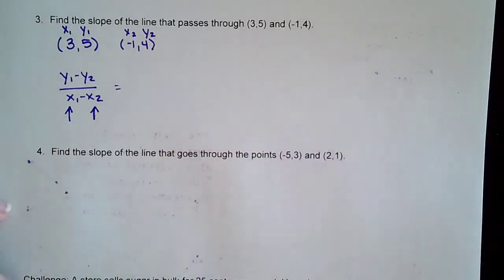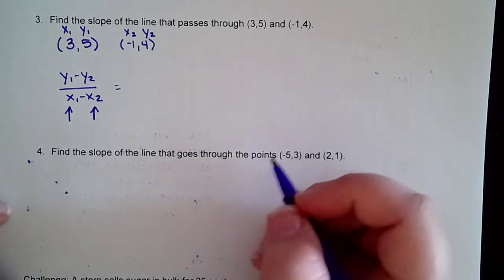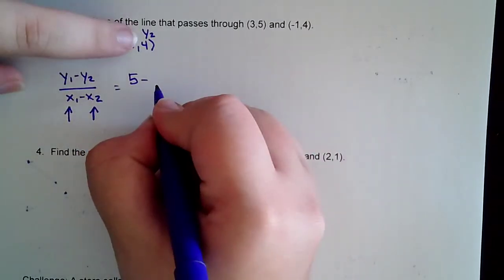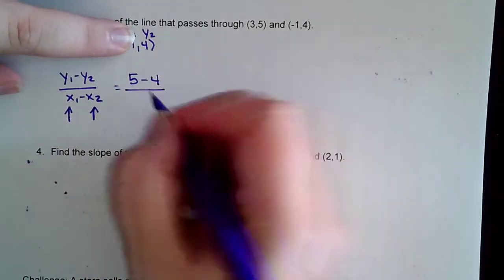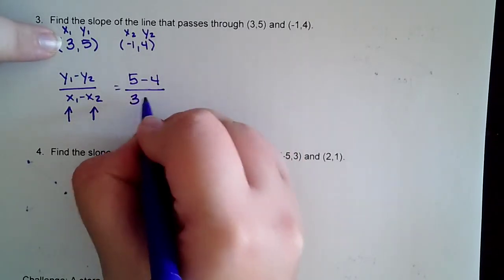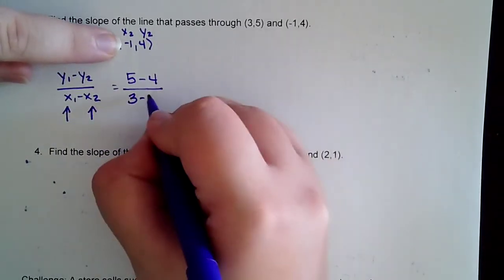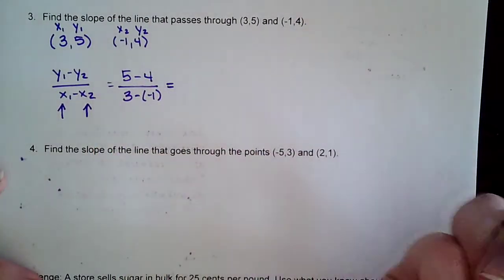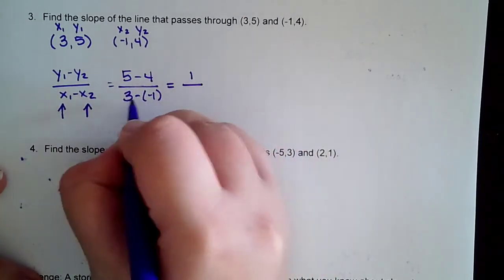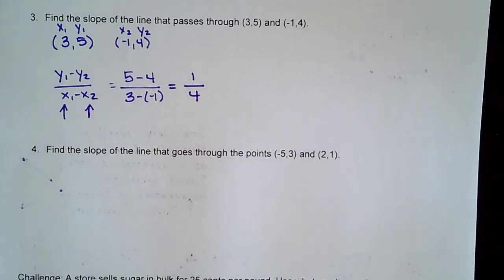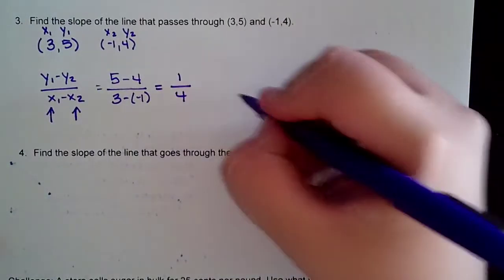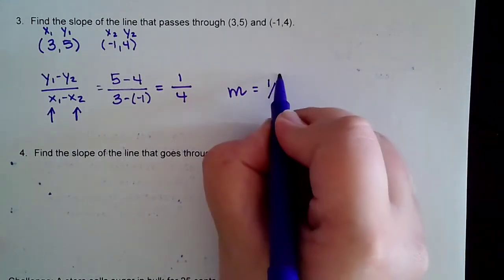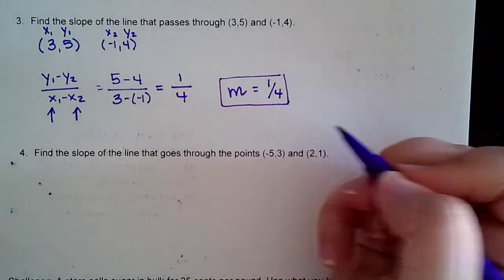All right, enough about my idiosyncrasies. Let's start plugging things in. y1 is 5 minus y2, which is 4, divided by x1, which is 3, minus x2, which is -1. I'm going to throw that in parentheses so I don't miss that negative. And then we simplify. 5 minus 4 is 1. 3 minus -1 is 4. So my slope is 1/4. Again, as we're getting used to these, I want you to get used to using m as your variable. So when you write your answer, go ahead and write m equals 1/4.